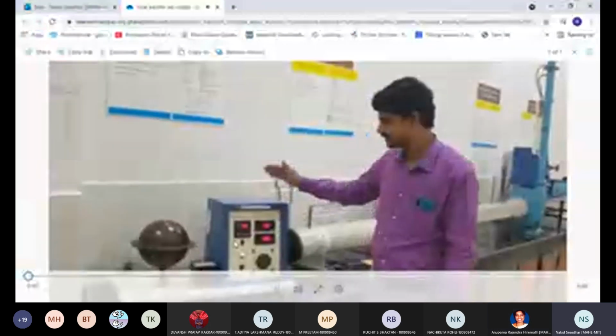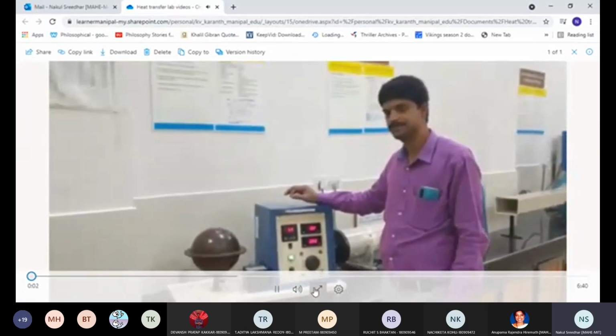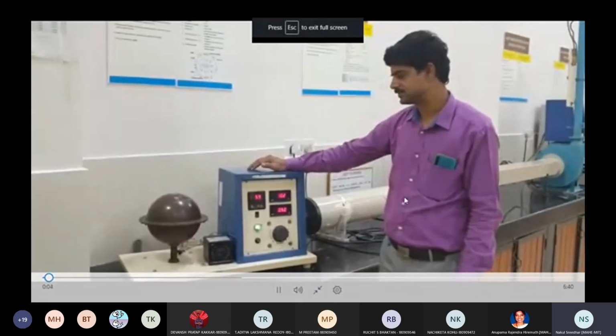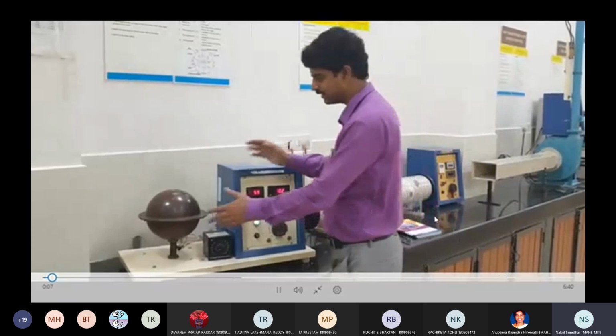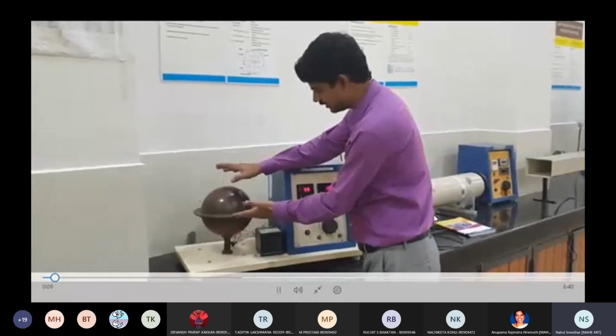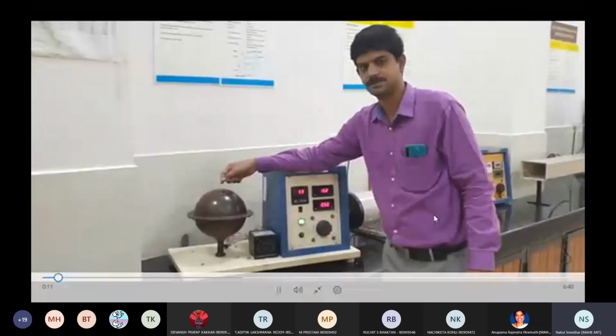So I'll start from the beginning. What you see here is a spherical disc. Inside this there are powders of asbestos.